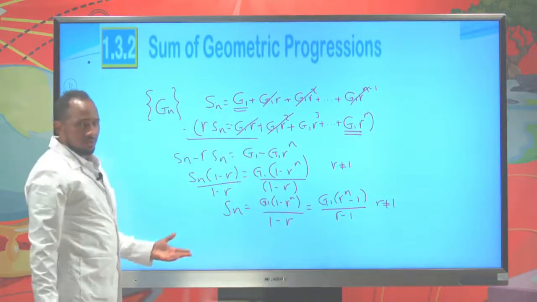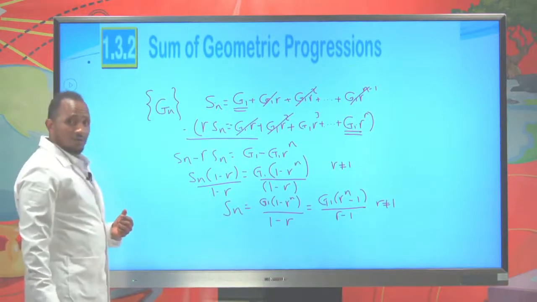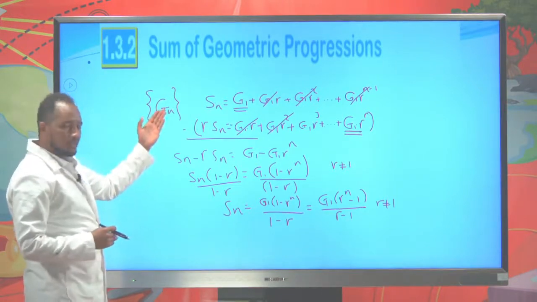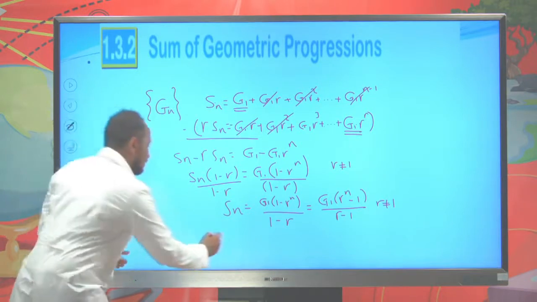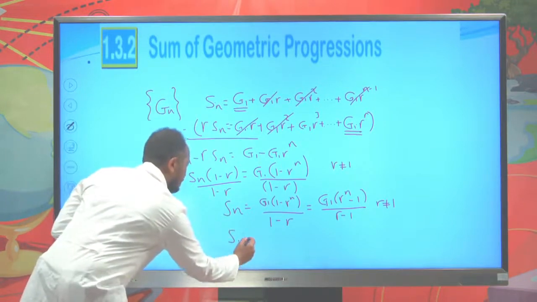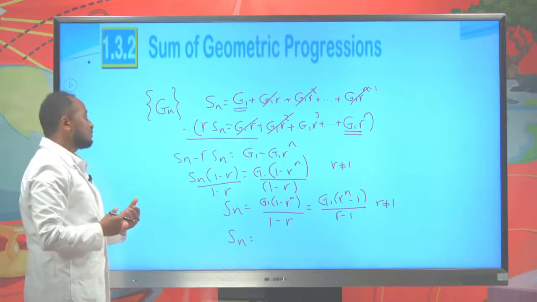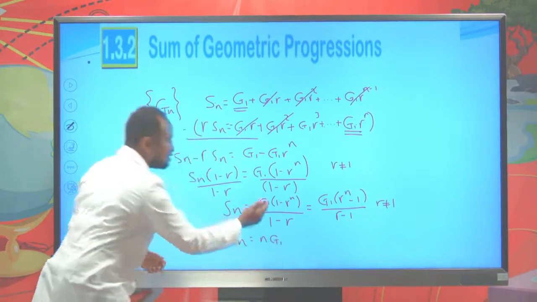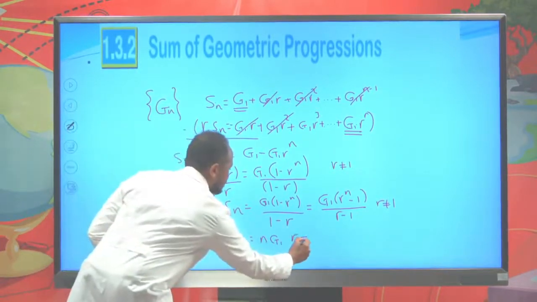This is the formula. If r is equal to 1, in that case all terms are the same: the first term g1, second term g1, third term g1. So for r equal to 1, the sum of n terms of this progression will be n times g1. Since all terms are the same, simply multiply by n. This is for r equal to 1.